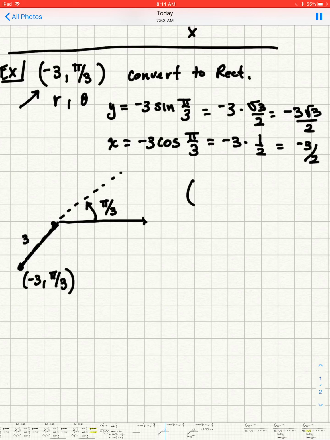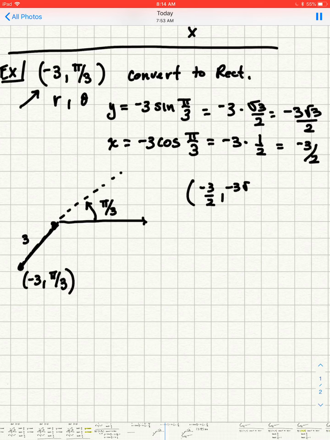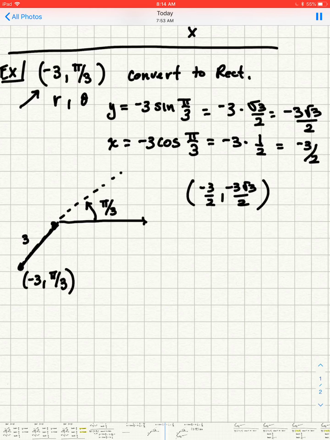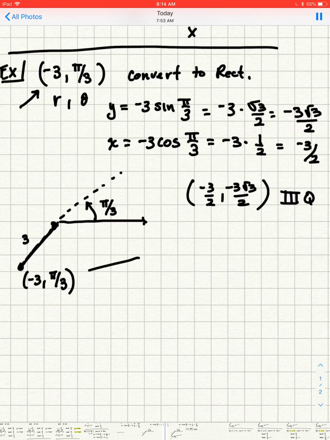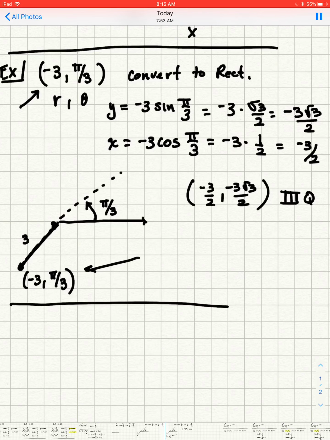So it should make sense that if we're getting negative 3 root 3 over 2, negative 3 over 2, what quadrant would that be in? That would be in the third quadrant. And we could see here that that is also in the third quadrant, so it matches up.